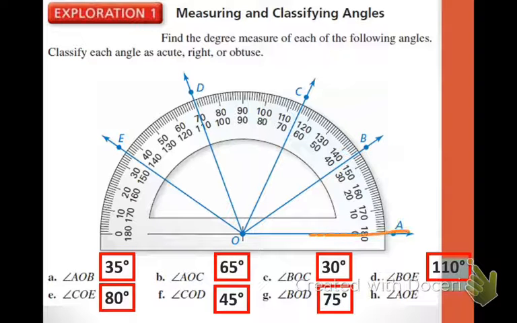And last one's easy again. We have AOE. Why is this one easy again? Starts at 0, so which row do I need to read when I go to E? The bottom, because 0's on the bottom. So what number is it at? 145, which makes it obtuse. Good. Flip to the next page. We're almost done.